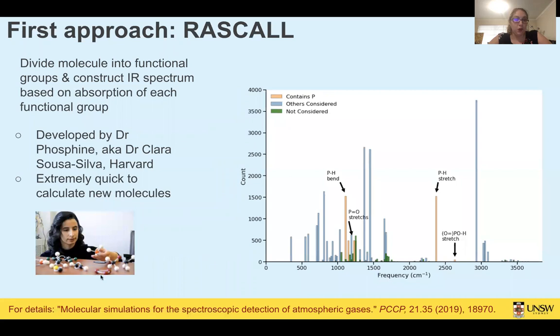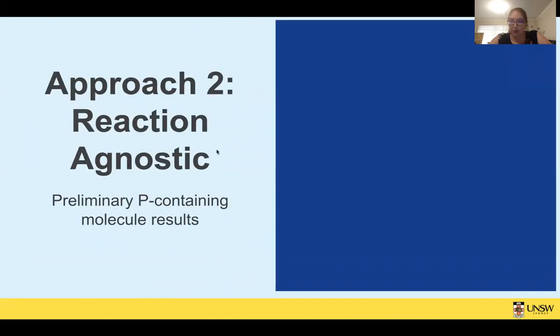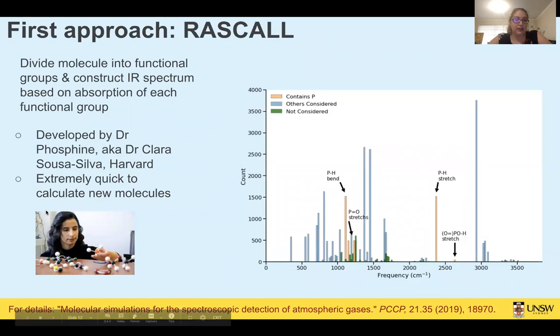So the idea here is we do a large number of molecules, we do it approximately, we do it much quicker. So we do it in bulk rather than individual molecules. And really the pioneer for this process was Dr. Phosphine, i.e. Dr. Clara Sousa Silva, who is now at Harvard. And the idea here is, she said, I just want approximate data for as many molecules as I can figure out. And her approach was something called RASCAL, which basically looked at molecules as functional groups. And it said this functional group will absorb at this frequency, this functional group will absorb at that frequency. And if we take a molecule and break it into its functional groups, we can calculate its approximate spectra.